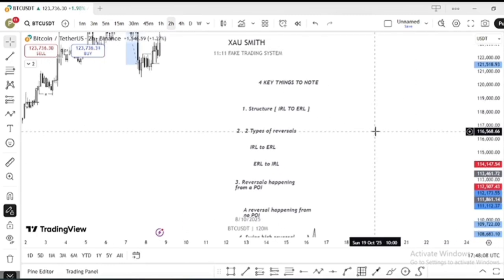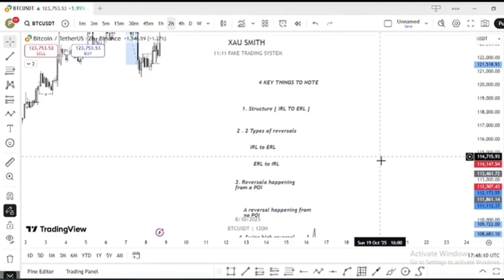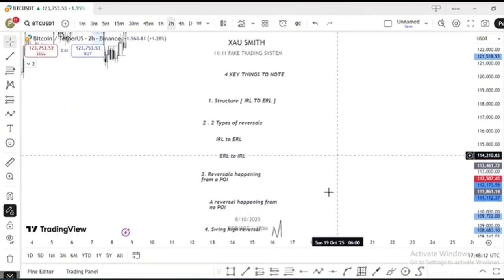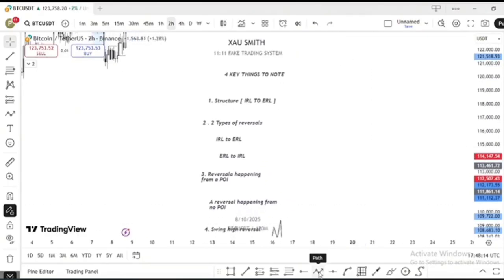So the first one, we'll talk about structure. As a trader, you need to know market structure. It's very important. If you don't know how the market is moving and how the market is reacting, whether it's reacting from an internal range liquidity to an external range liquidity or not, then you will not be able to catch reversals, or you'll be trading blindly, which is gambling. So firstly, you should know what structure is.